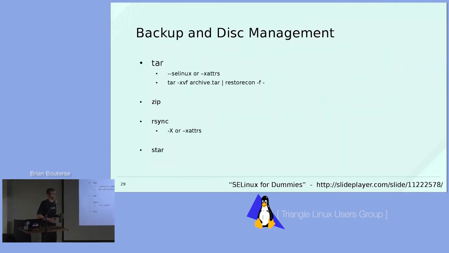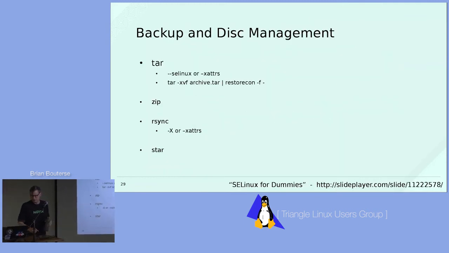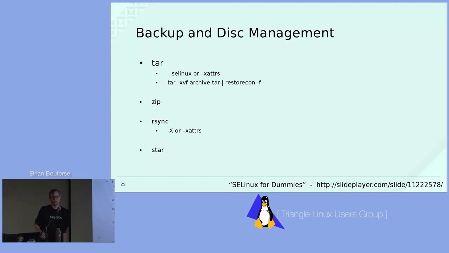So, more of the utilities associated with this. There's tar and zip and rsync. If you read the man pages, you'll see more options there.